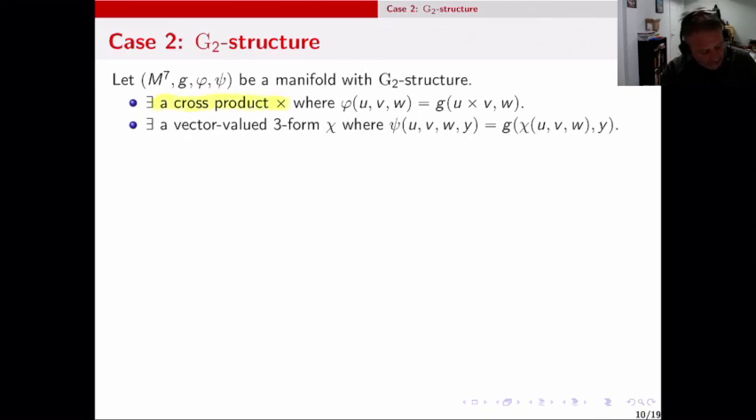First is a cross product, and this is defined by the cross product of two tangent vectors u and v. If I take their inner product with another tangent vector w, that's phi of u, v, w. And there's another operation which is a vector valued 3 form chi, which is obtained in the same way using psi. So this vector valued 3 form applied to u, v, and w, when I take the inner product with y, that's the same as plugging in those 4 vectors into psi.